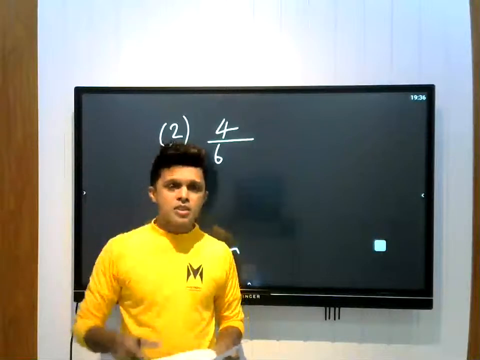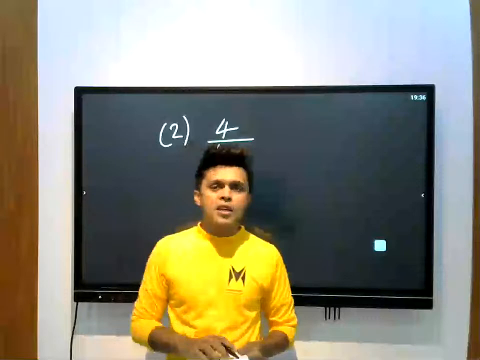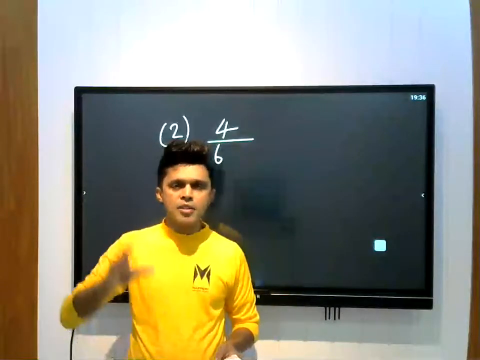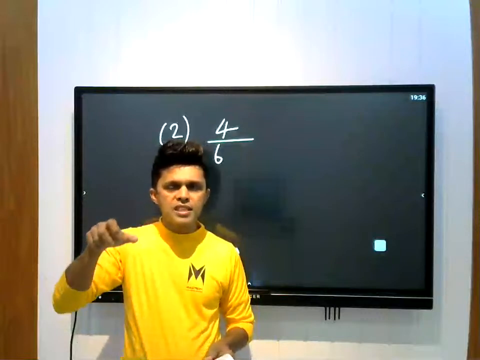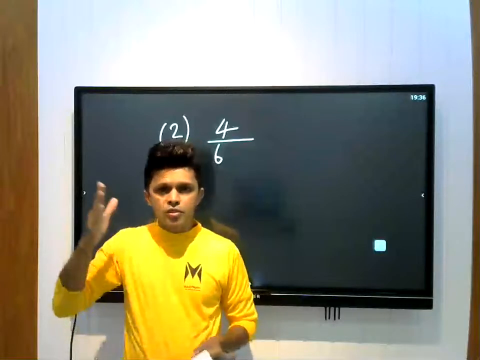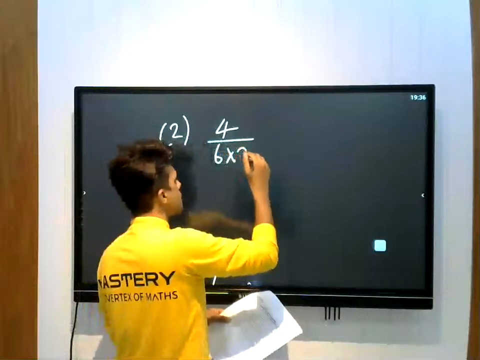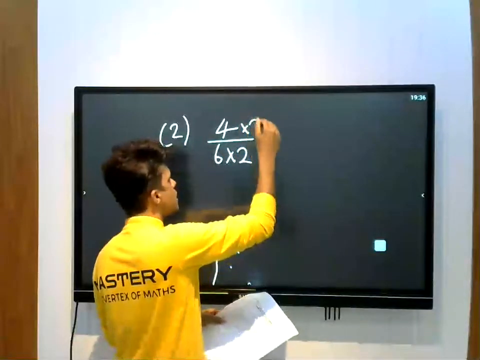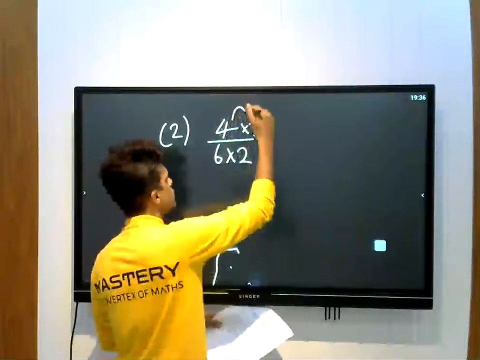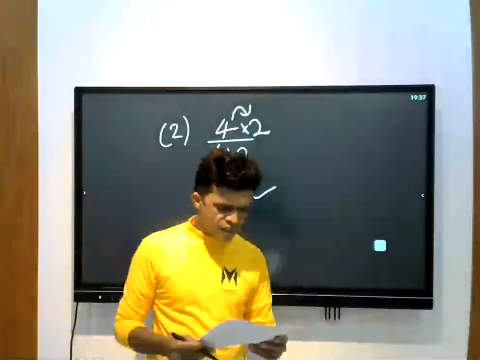An equivalent fraction can be written by multiplying both sides using the same digit, both the denominator and the numerator. This side can be multiplied by 2, and this side as well. 4 times 2 is 8, 6 times 2 is 12. This is an equivalent fraction.